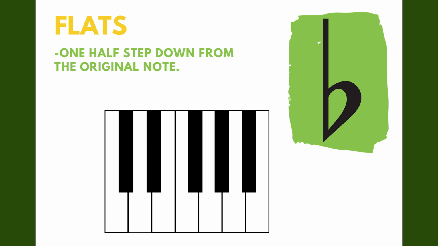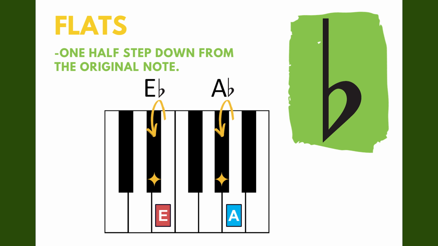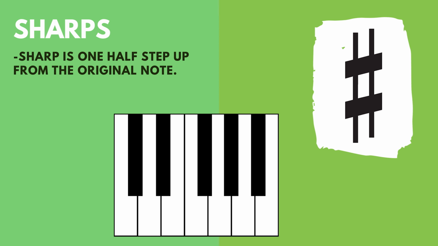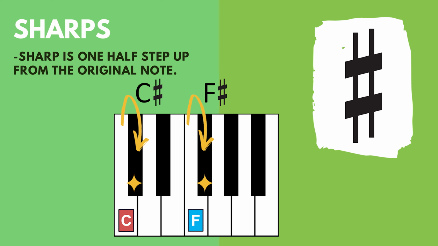A flat is 1 half step down from the original note. So we see here, if you want an E flat, or let's say an A flat, you would go to the key that is a half step down from our original note. With sharps, instead of going a half step down, we go a half step up from the original. Our example here is C sharp and F sharp. As you can see, we merely went to the key which is a half step up. So flats always go down, and sharps always go up.